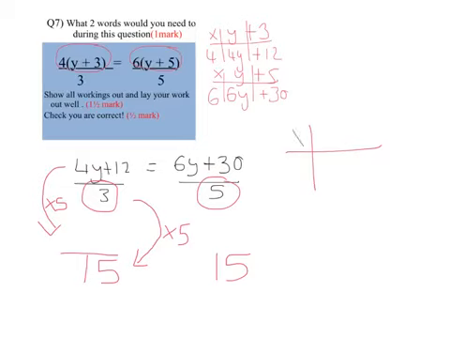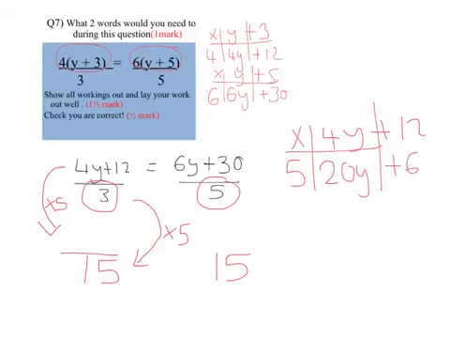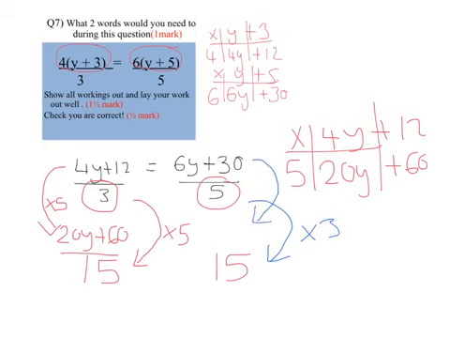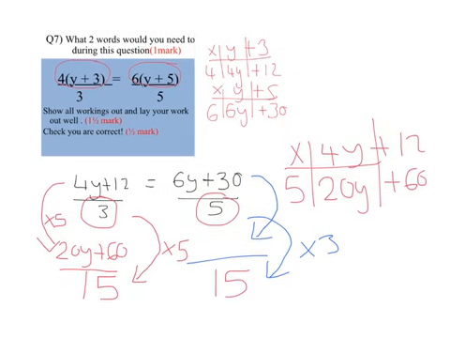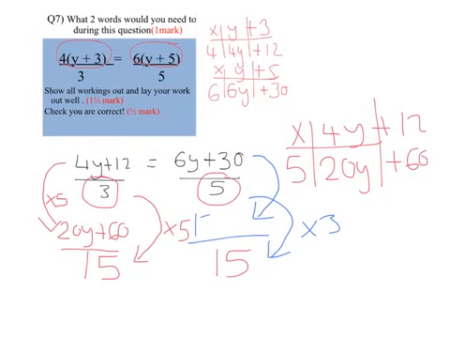So again, you could use another grid, 5 lots of 4y plus 12. That's going to get us 20y plus 60. Then if we look at the second one, this has been times by 3, so we must do the same to the top. I'll just do this one quickly, so we've got 6y times 3 is 18y, and 3 lots of 30 is 90, but remember you could use your grid.